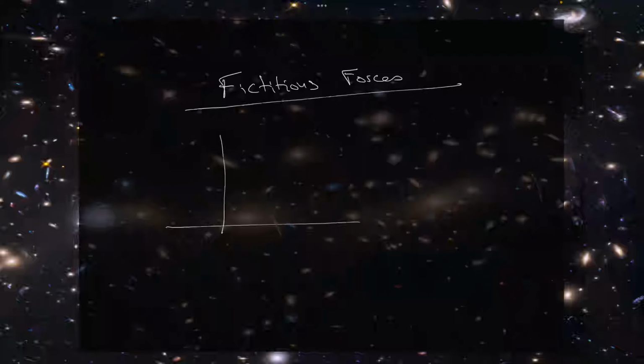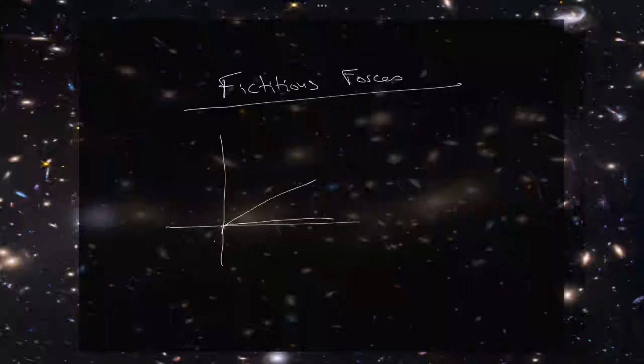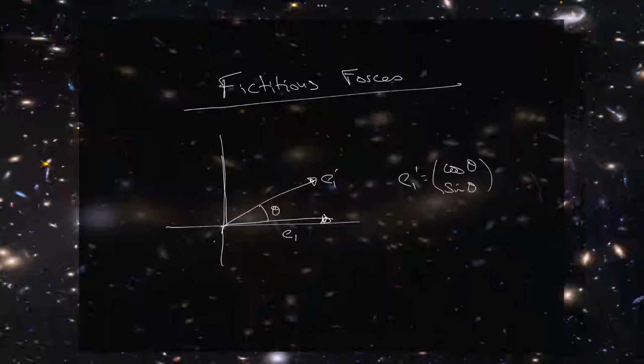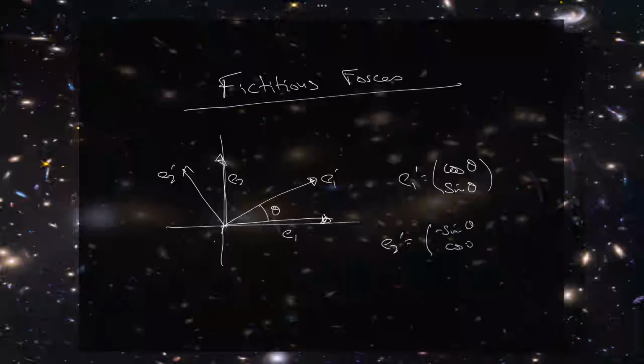First thing we should do is discuss rotations. Supposing in 2 dimensions we have a rotation. So basis vector e1 gets mapped to e1 primed. e1 primed is going to be (cos theta, sin theta), and e2 gets mapped to e2 primed. e2 primed is (minus sin theta, cos theta).